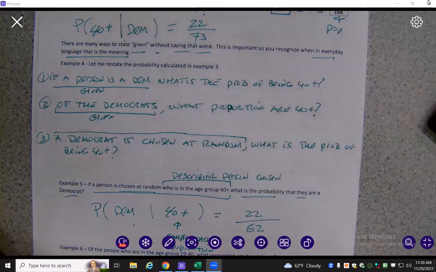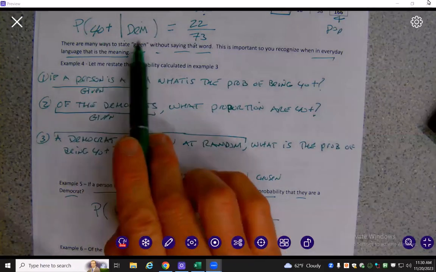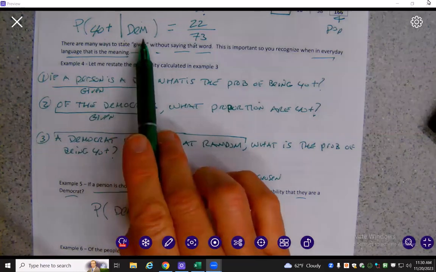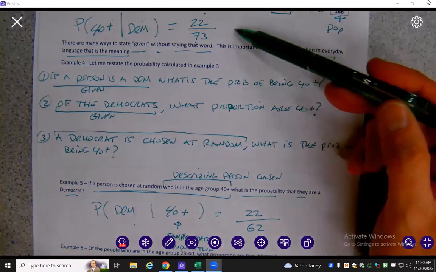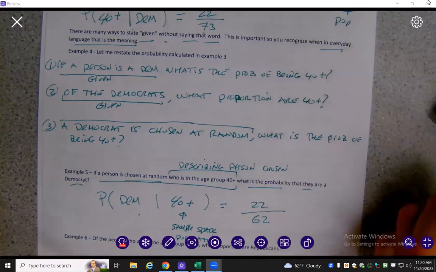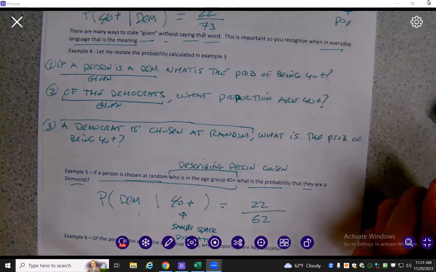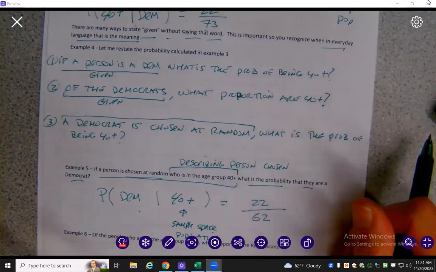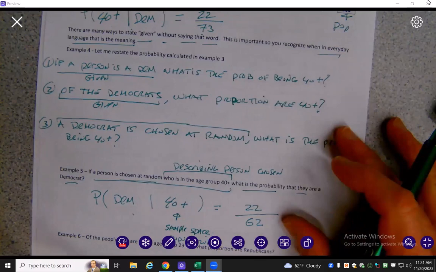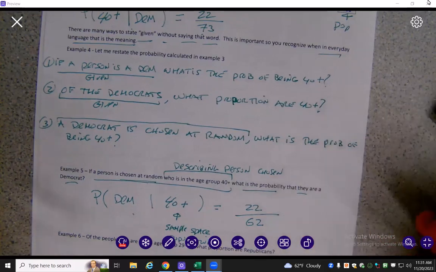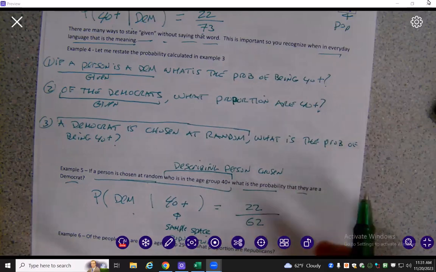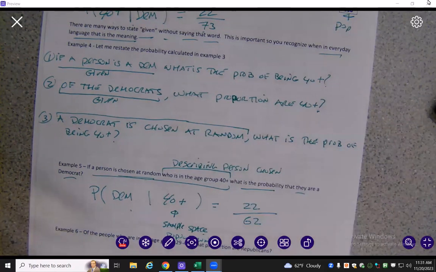But what's the thing that has been changed? So again, there's this first question, the Democrat was given. In this question, 40 plus was given. So what's the only, and notice the two answers. What's the only difference between these two answers? Yeah, Johnny. Good. And why is the denominator different? Good. Why isn't the numerator different? Yeah, go ahead, Ballard.